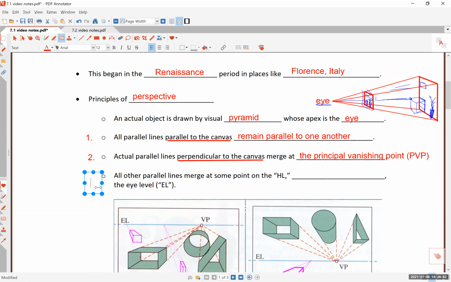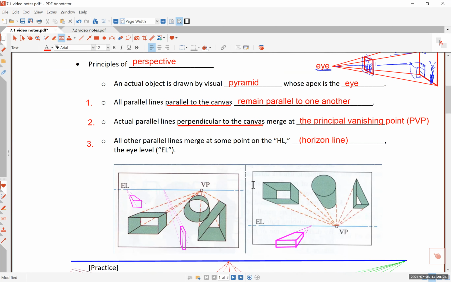Number three, then you have an advantage over your classmate if you are already familiar with drawing of three-dimensional objects onto a two-dimensional canvas. All right, number three, all other parallel lines that are not parallel to the canvas or perpendicular to the canvas also merge, but not at the principal vanishing point, but at some other vanishing points. All of those points are going to be on this line called HL, which is what? Horizon line, HL, or sometimes called the EL, the eye level.